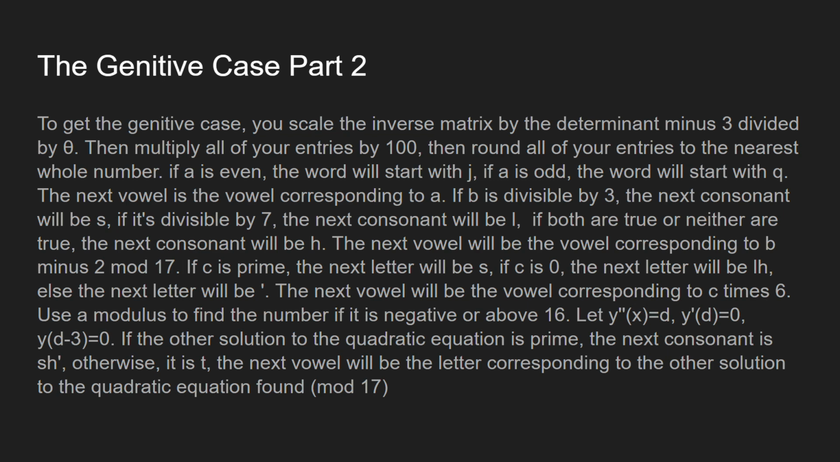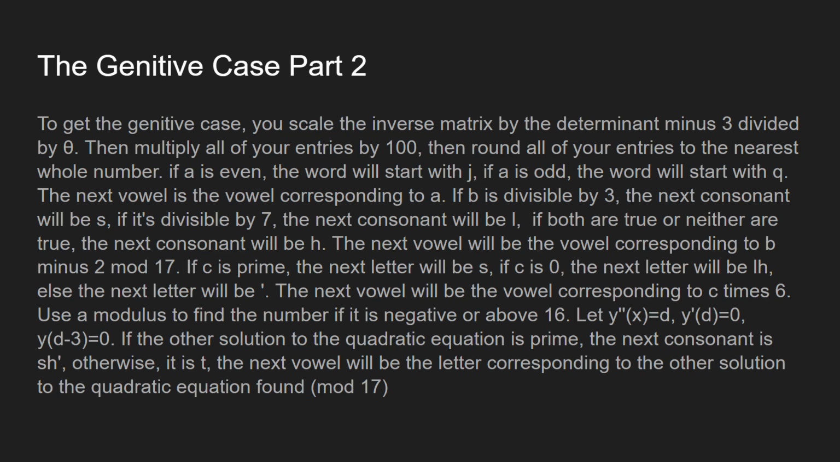And if b is divisible by 3, the next consonant will be s. If it's divisible by 7, the next consonant will be l. If both are true or neither are true, the next consonant will be h. The next vowel will be the vowel corresponding to b minus 2 mod 17. If c is prime, the next letter will be s. If c is 0, the next letter will be hl. Else, the next vowel will be the vowel corresponding to c times 6 mod 17.